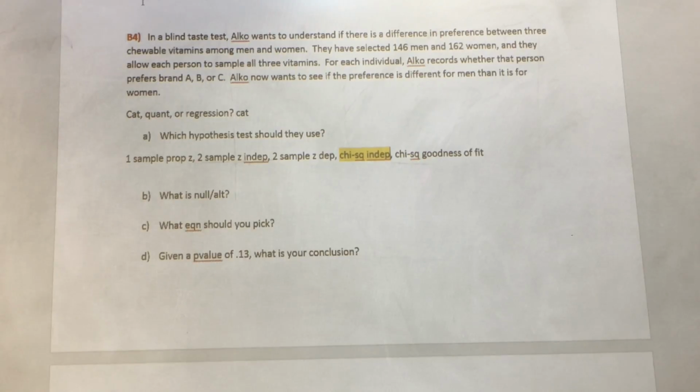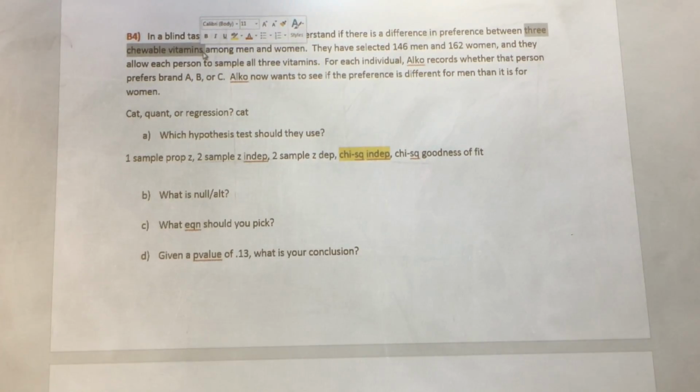So here's why it's not a two sample proportion. We've got three chewable vitamins. Okay, that's not a binomial anymore. You're getting to choose between three. You've got three choices. It can't be a binomial. Can't be a proportion test. Okay? So that's why it's got to be an independence test. Because of that. Okay? Does that make sense?